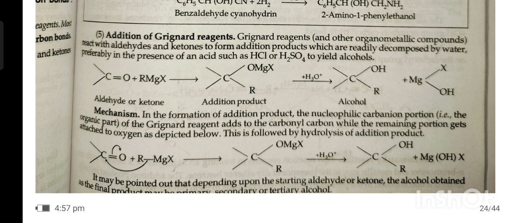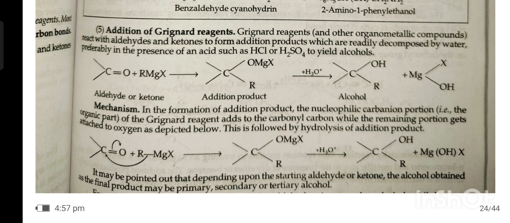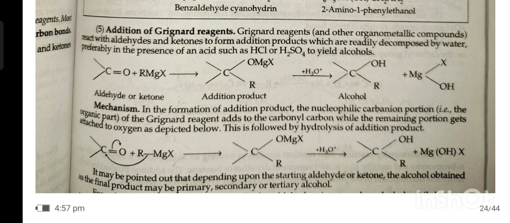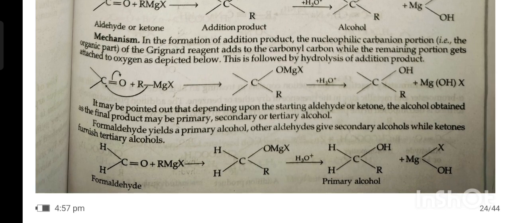Mechanism. In the reaction, the nucleophilic carbanion portion, that is the organic part of the Grignard reagent, adds to the carbonyl carbon while the remaining portion gets attached to oxygen, as depicted below. This is followed by hydrolysis of the addition product. It may be pointed out that depending upon the starting aldehyde or ketone, the alcohol obtained as the final product may be primary, secondary or tertiary alcohol.